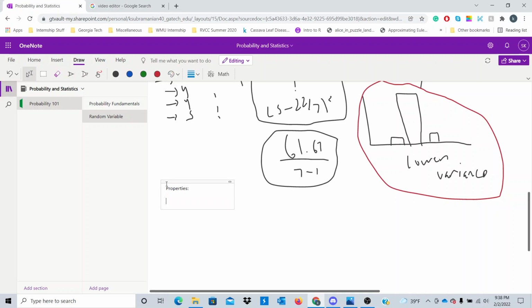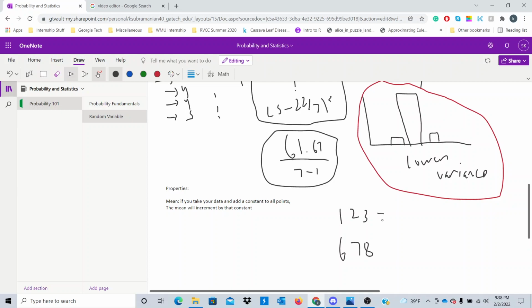So for the mean, if you take your data and add a constant to all points, the mean will increment by that constant. For example, suppose you had 1, 2, 3 as your data, and I'm going to add 5 to all these points. You're going to have 6, 7, 8.